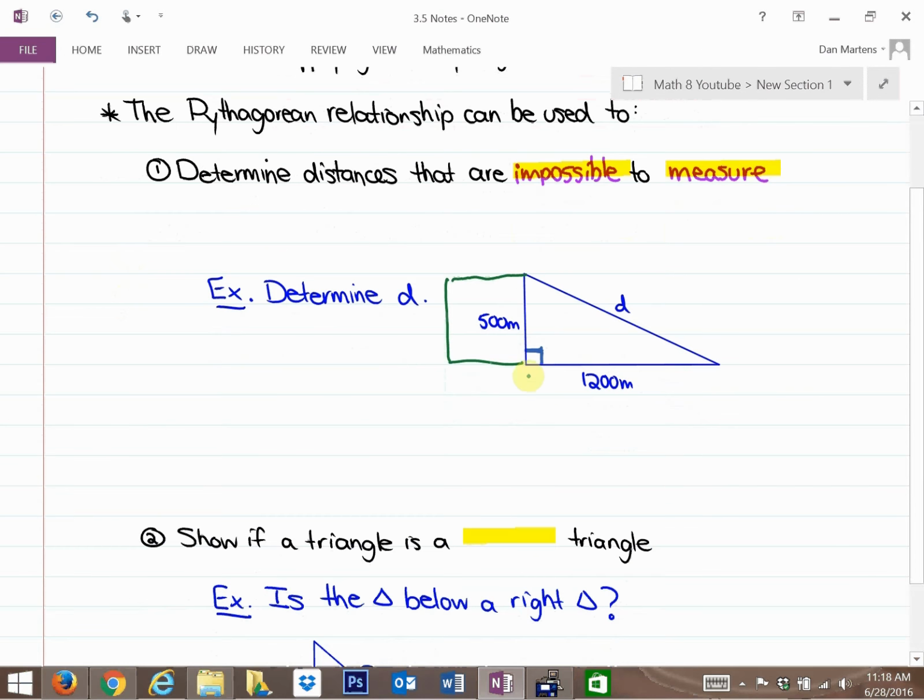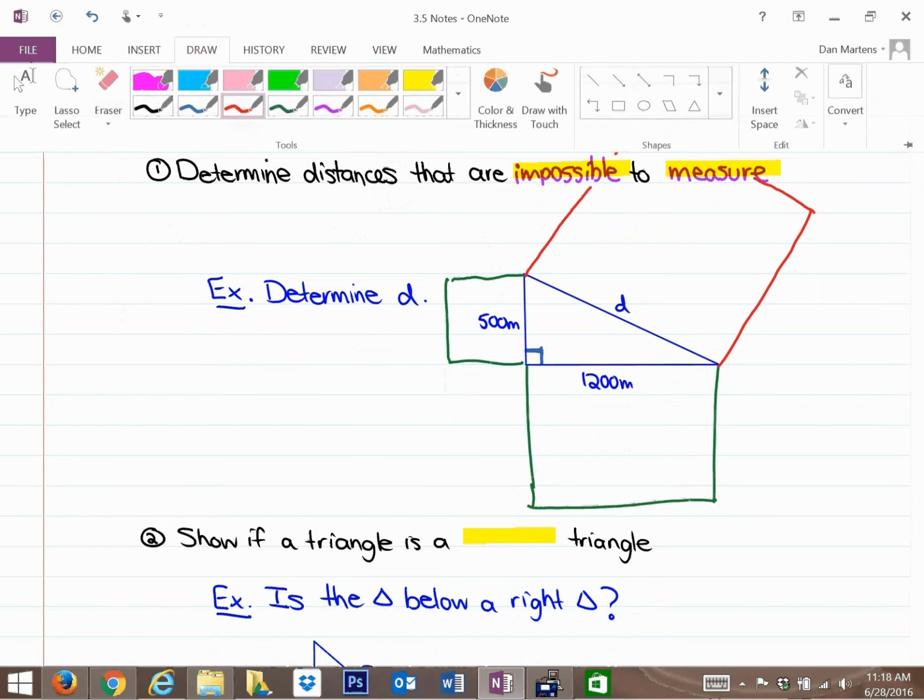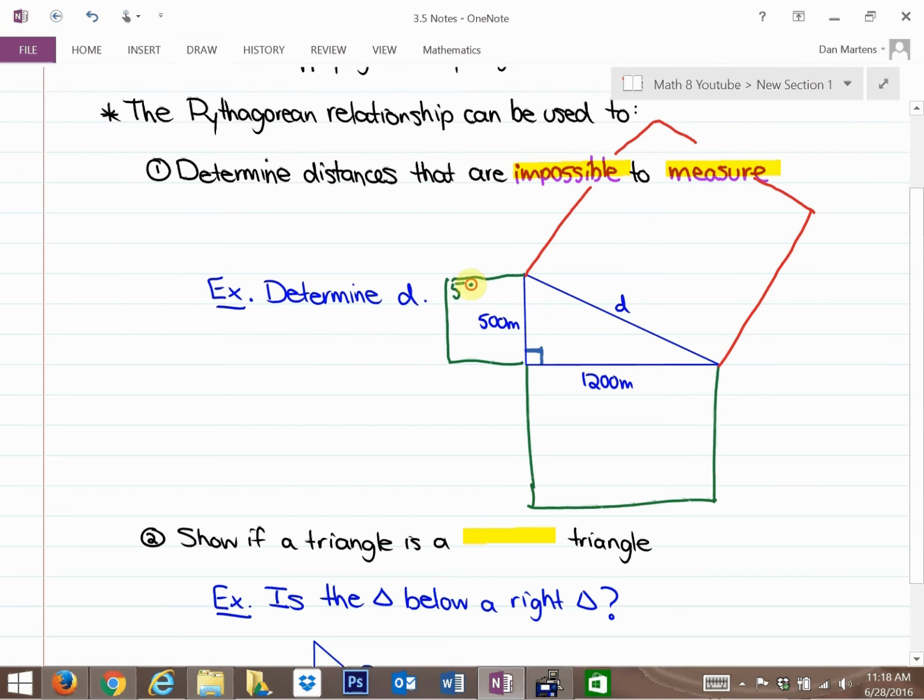But the idea is, we know from the Pythagorean relationship, again this has been done several times, just not with such large numbers, that the areas of the two small squares add up to the area of the large square. So in this particular case, step number one would be to do 500 times 500, and that's going to be 250,000 meters squared.